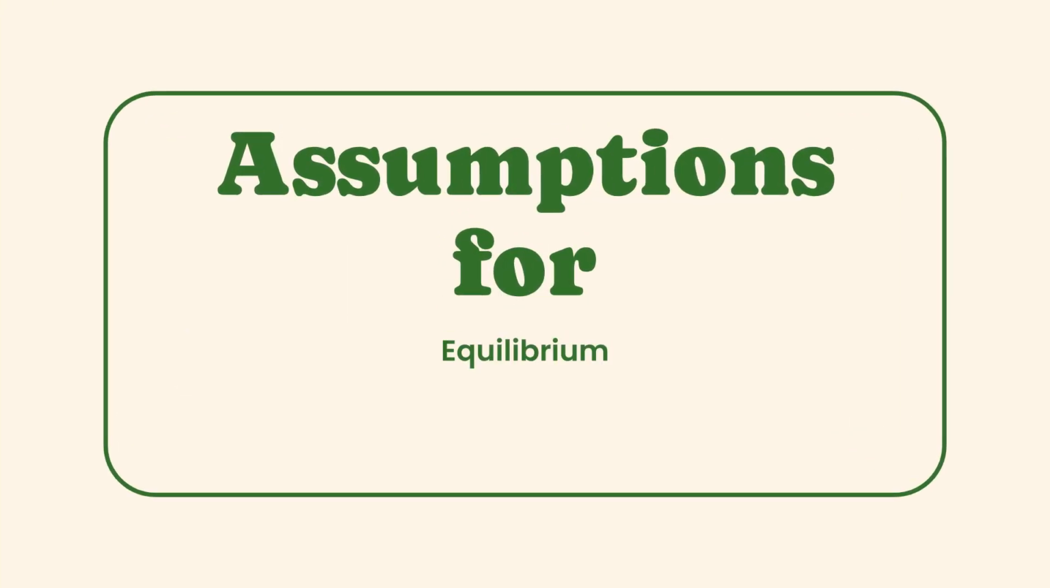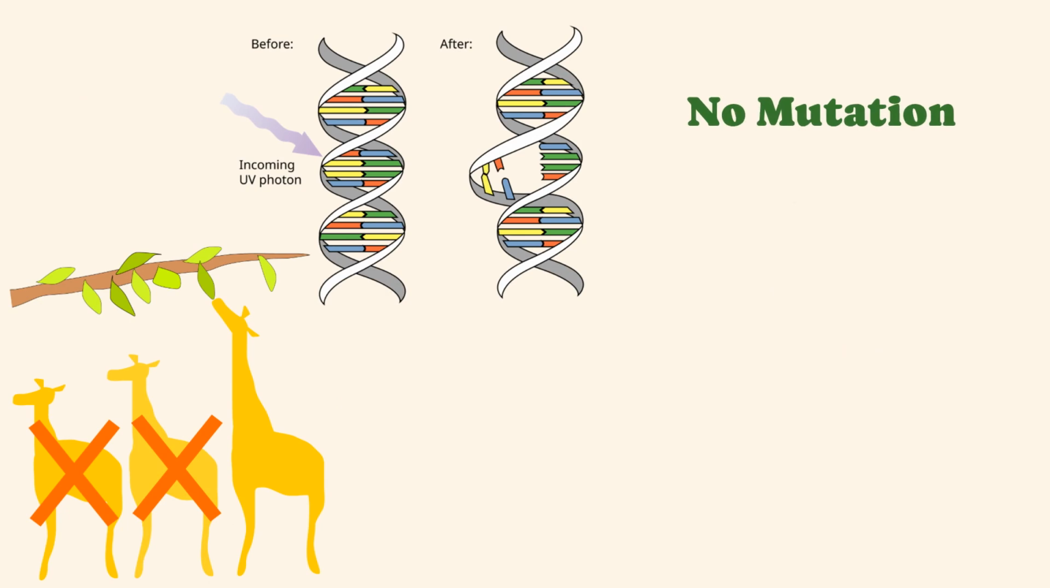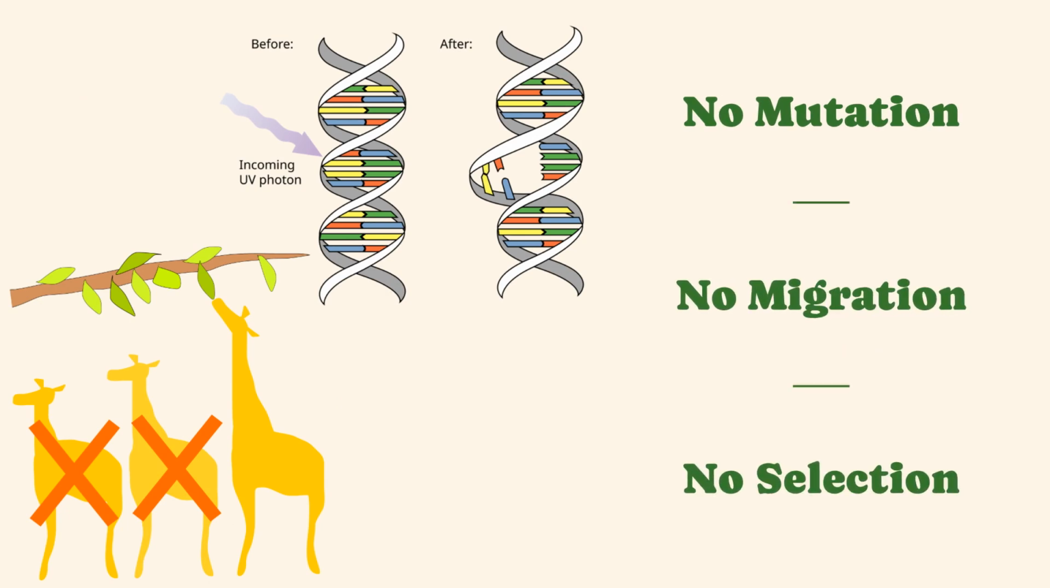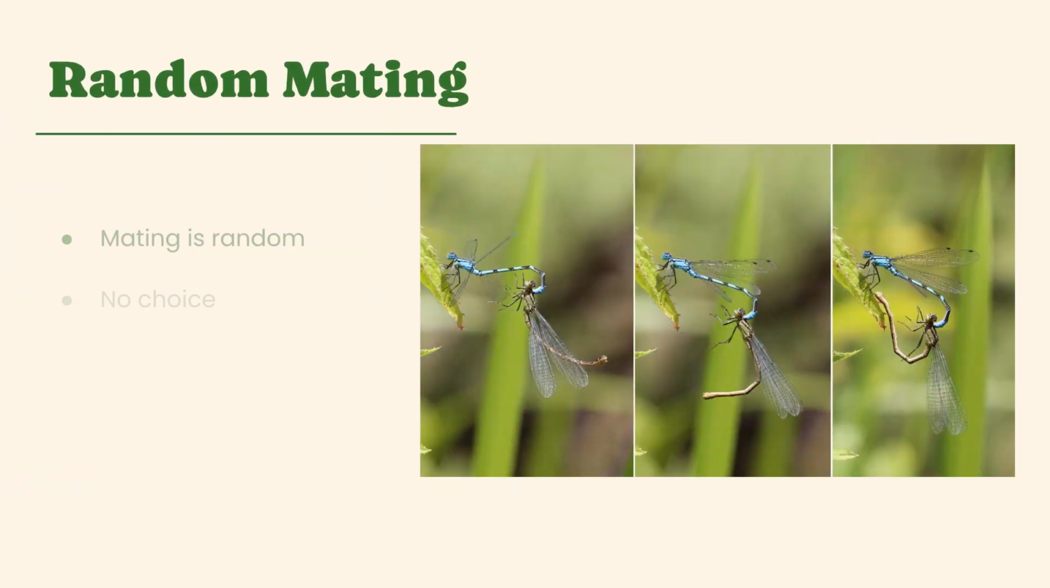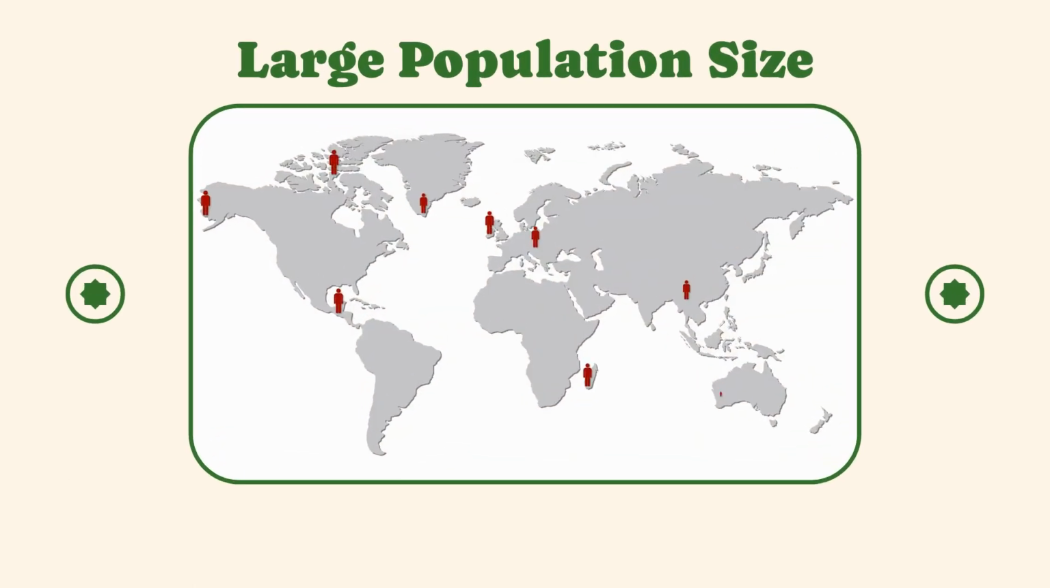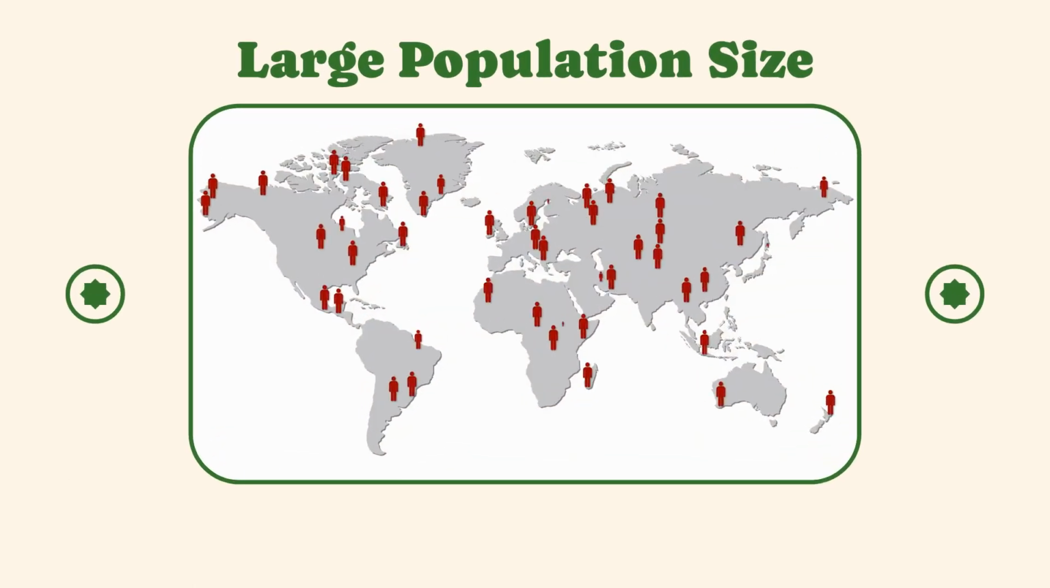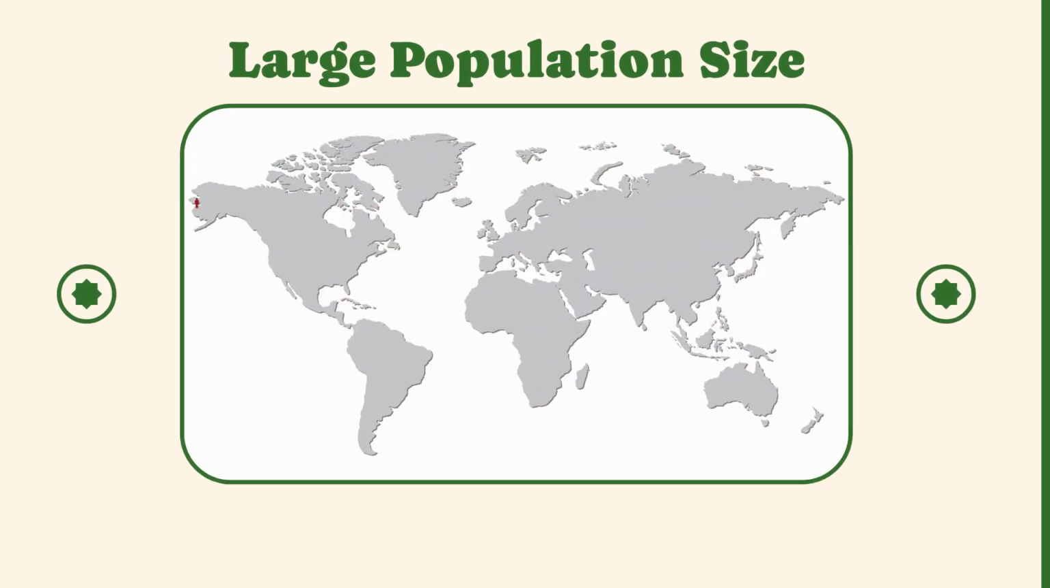For the Hardy-Weinberg principle to hold true, a population must meet 5 specific conditions or assumptions. First, there must be no new mutations, no gene flow or migration, and no natural selection favoring certain traits. Second, mating must be random, meaning individuals do not select mates based on genotype. Third, the population must be extremely large to prevent genetic drift, which is random changes in allele frequencies.